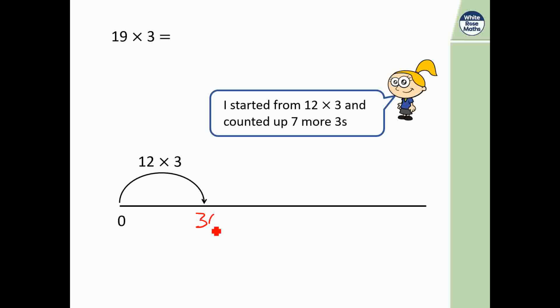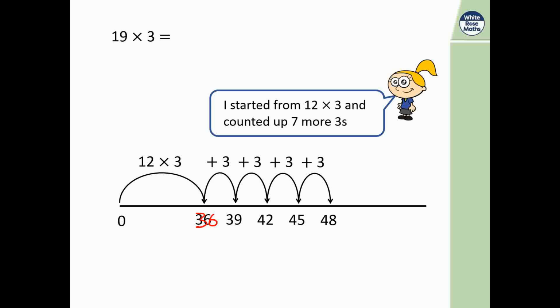36. And then, plus 3. What's 36 plus 3? 39 plus 3? 42, yes. Plus 3? 45. Plus 3? 48. Plus 3? 51. Plus 3? 54. Okay, good.